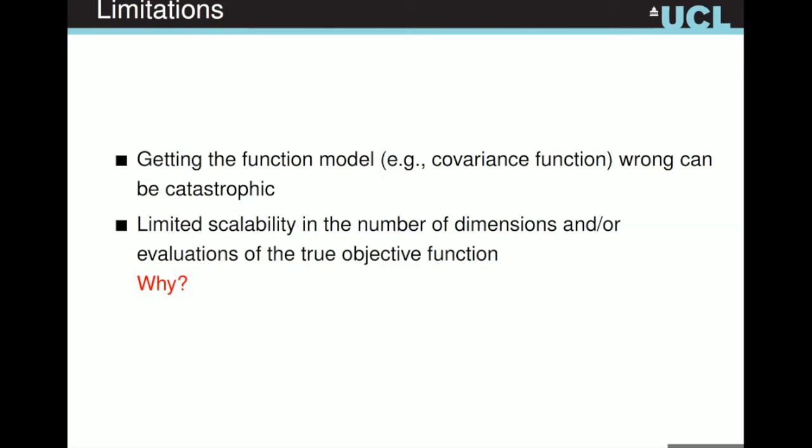Assuming we wanted to use Bayesian optimization to train a neural network. Evaluating a neural network is really cheap. So why would that be a problem? Why does Bayesian optimization, in the way that we explained it today, not scale to, let's say, 1,000 evaluations or 10,000 evaluations of the true objective function?